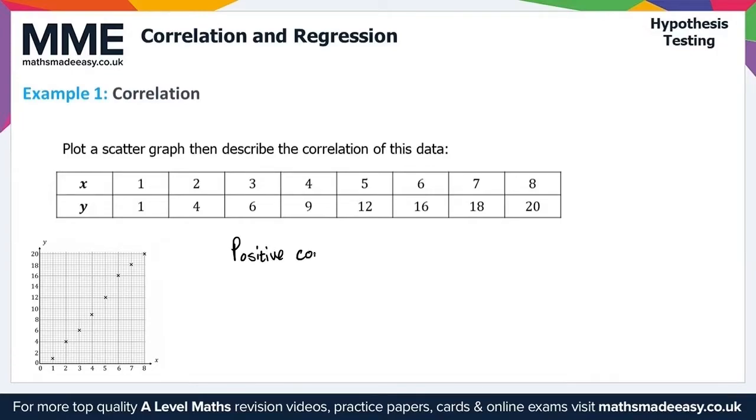And we could identify that from the data, which is what we mentioned at the very beginning of this video. As we notice here, as the x variable increases, so 1, 2, 3, 4, all the way up to 8, we notice the y variable also increases, 1, 4, 6, all the way up to 20. So that would give us a good idea that we were looking at positive correlation there. So that gives us the solution to example 1 on correlation.